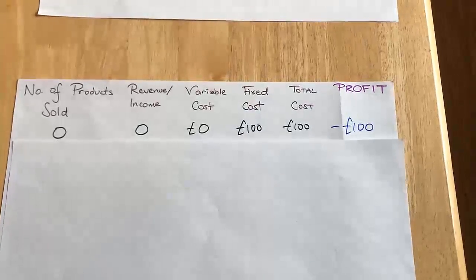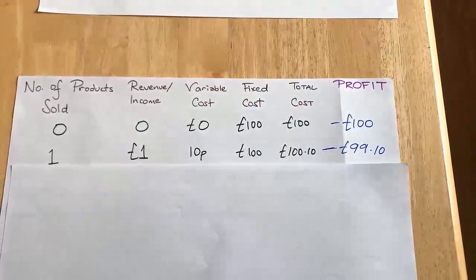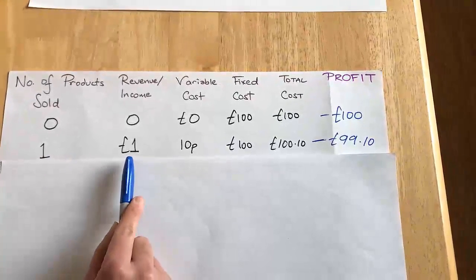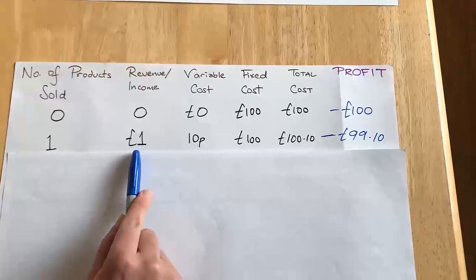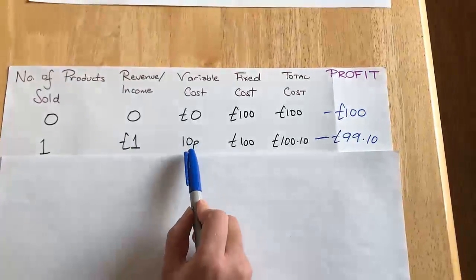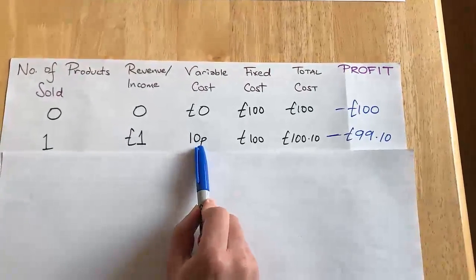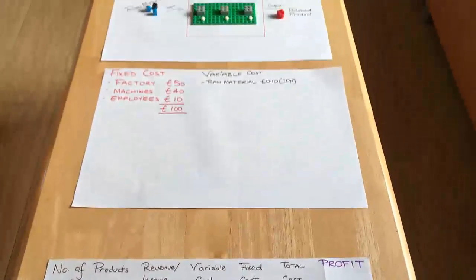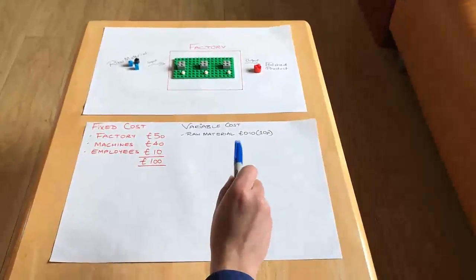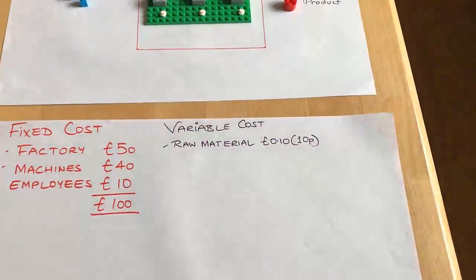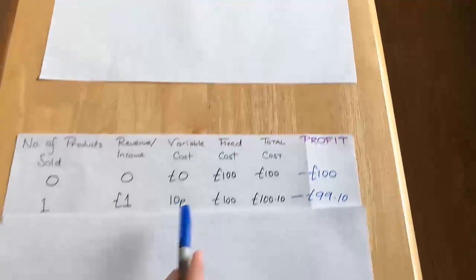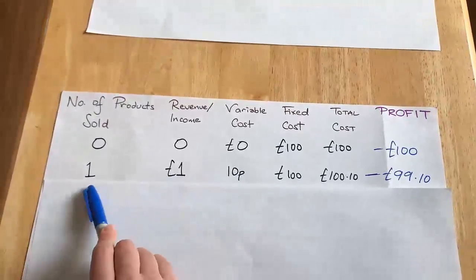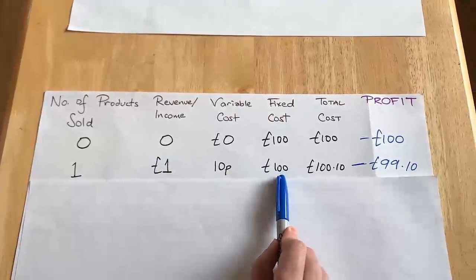Now what happens when we make one product? So if we make one product, and let's assume the selling price is £1. So we sell it to the customer for £1 for that Lego piece. The variable cost is 10 pence, as we had discussed earlier. Can you see that? Variable cost over there? Yeah, 10 pence. So £1 we get from the customer, and it costs us 10 pence in raw material to make that one piece. The fixed cost is £100.